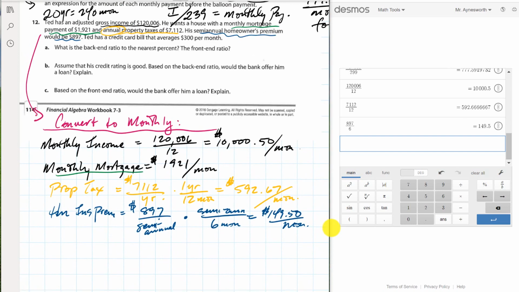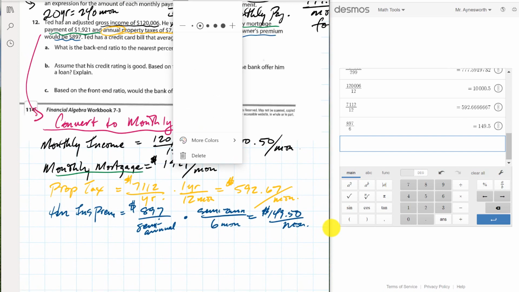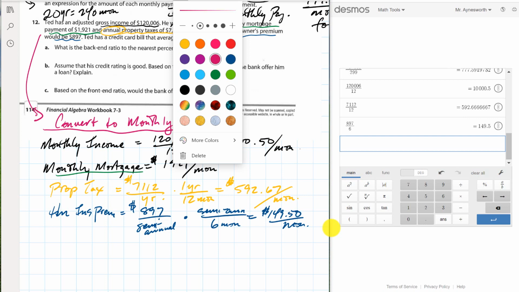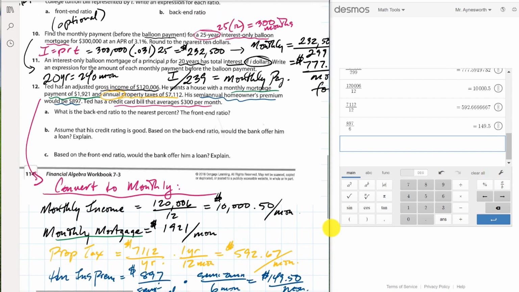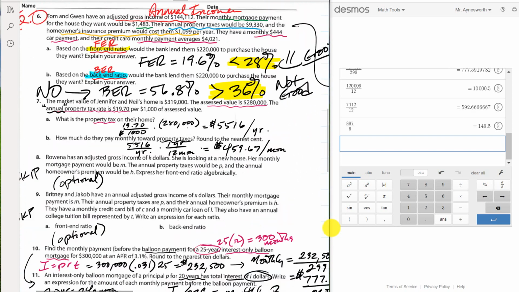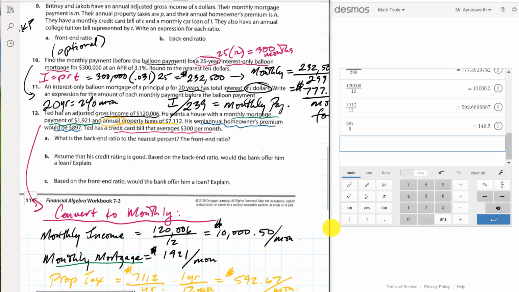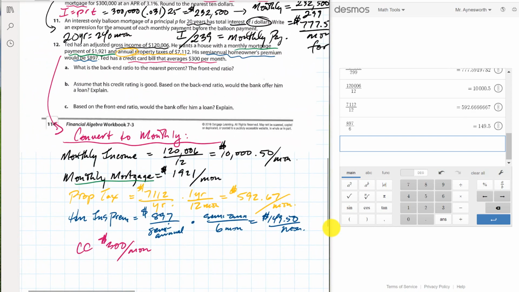And then he says his credit card bill averages $300 per month. So credit card is $300 per month. No need to do anything there. It's just a monthly number. Okay, so here we go. This problem here is just like the other big one, number 6. So this is similar to number 6.